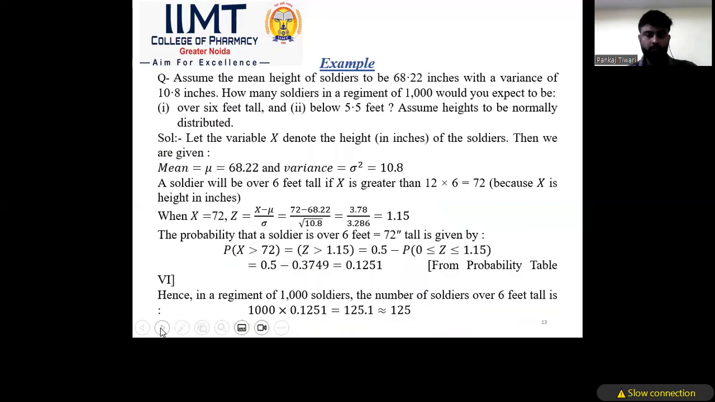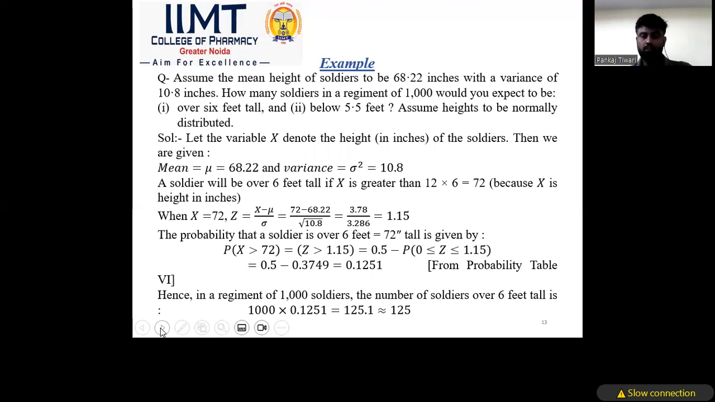Example: assume the mean height of soldiers to be 68.22 inches with a variance of 10.8 inches. How many soldiers in a regiment of 1,000 would you expect to be over 6 feet tall and below 5.5 feet? Assume the heights are normally distributed. So let us solve this question.